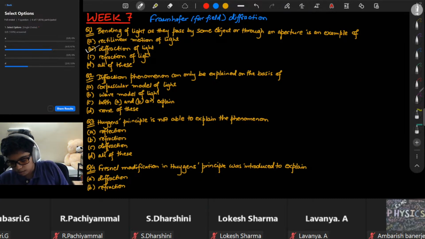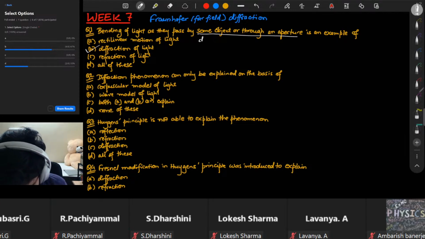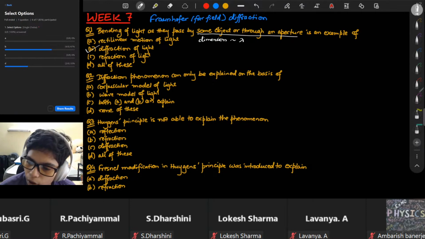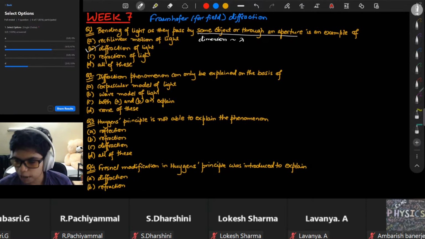And the crucial point is that the dimension of this aperture or the object should be of the order of the wavelength, about the same order, maybe a few wavelengths. If the object or the aperture is much larger in comparison to the wavelength, then the effect of diffraction or interference will not be prominent. And in that regime, you can basically go back to your geometric optics.